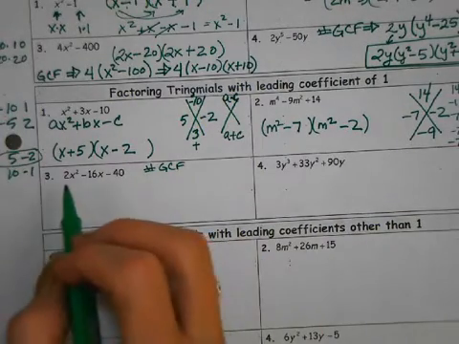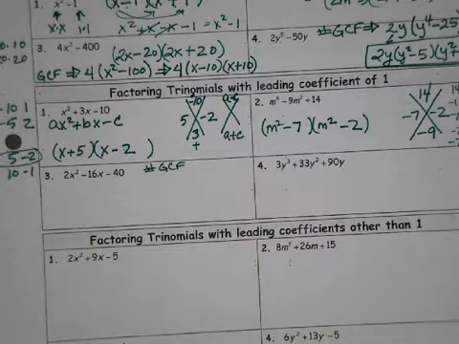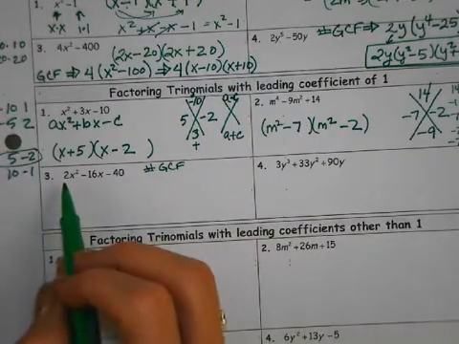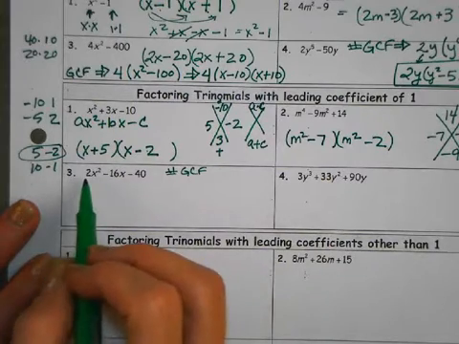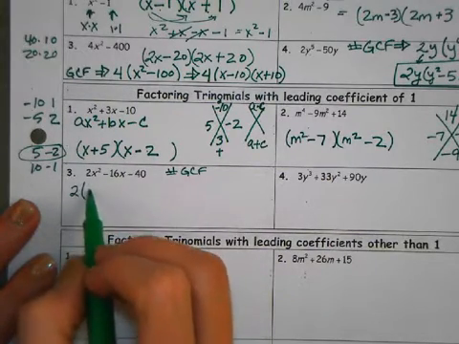Okay? If the coefficient is not 1, that's a signal that there's probably a greatest common factor to pull out. Not always, but that's your signal. So my signal is, oh, I don't have a coefficient of 1, so I'm going to see if there's anything I can pull out. So I can pull out a 2. I'll pull out a 2. I rewrite it.